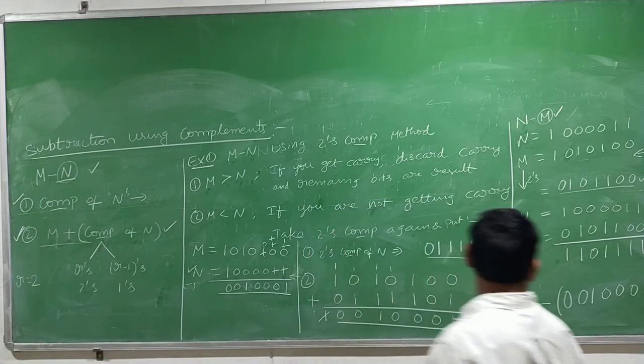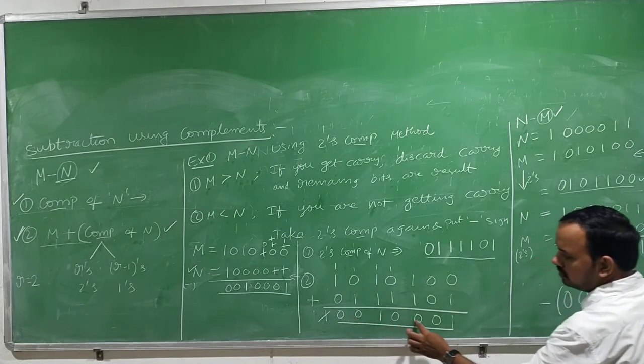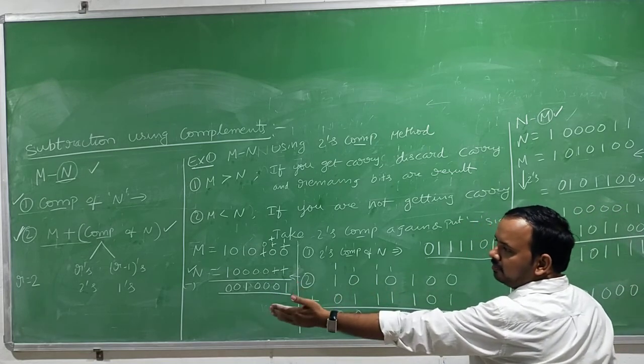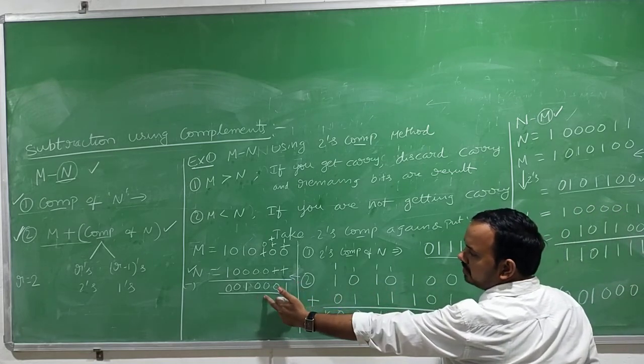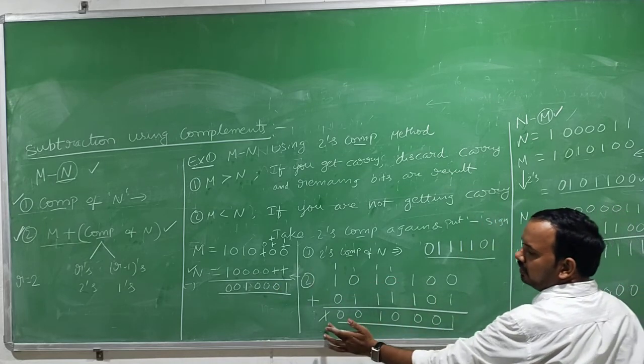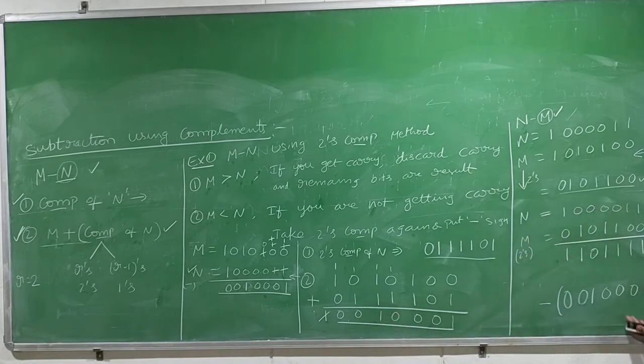So now this is the minus sign. What is this? 0 0 1 0 0 1. So the answer is the same in all the methods. This is the normal method, m minus n. This is m minus n by the 2's complement method, where we got the carry and just added. And this is n minus m.